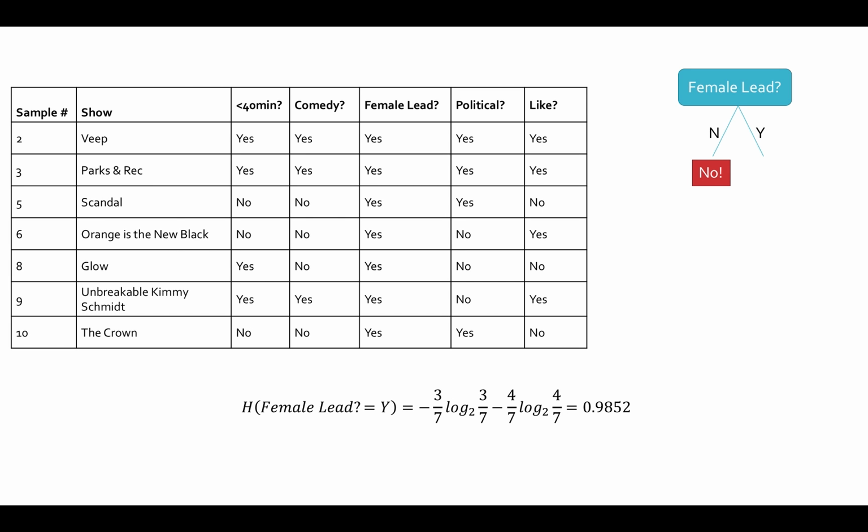Now let's look at the right-hand side, when female lead is yes. In this case, we have 4 out of 7 yeses, I like it, and 3 out of 7 no's, I don't like it. This gives us an entropy of 0.98. Why are we calculating this again? Because when we start working with information gain as we continue to split, we don't really care about the entropy of the whole set anymore, because there's those 3 samples on the left that we have nothing to do with anymore. So our new entropy that we're going to be using at the beginning of the information gain equation is going to be this one, the one where we're dealing only with the subset of female lead equals yes.